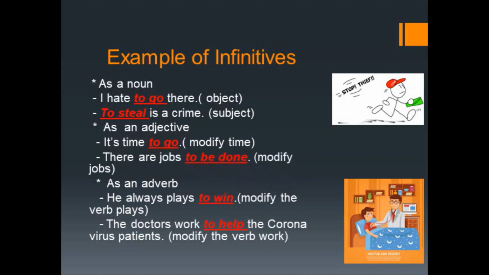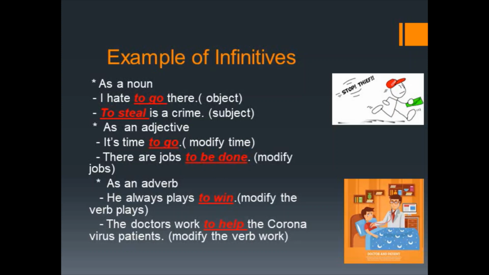So another example of adjective. There are jobs to be done. There are jobs. অনেক মানে করার মতো অনেক কাজ আছে. So jobs here is a noun and noun সম্পর্কে বলছে to be done, করার মতো. Okay, so this is the infinitive and it modifies the verb. Sorry, it modifies the noun. That's why it is an adjective.